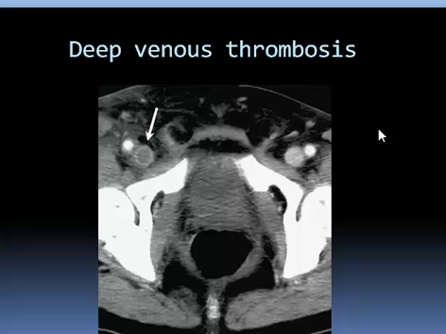In emergencies, sometimes we will get deep venous thrombosis, so try to search for any changes in the femoral vein density. This is the normal density, and this is the deep vein thrombosis on the right side.